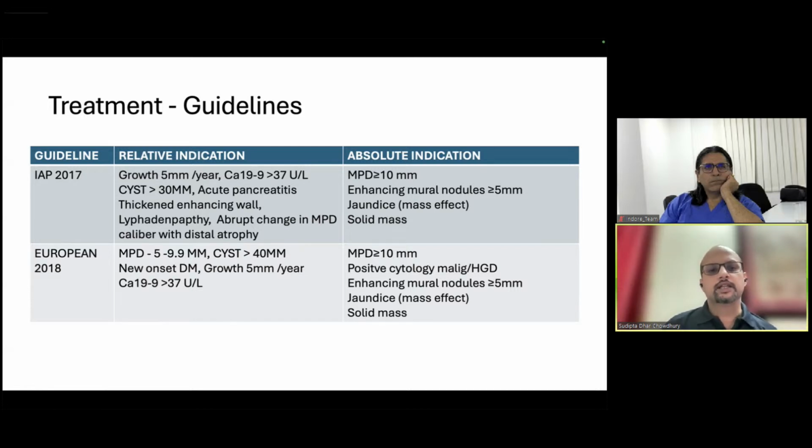The relative indications include when there's growth at 5 millimeters per year, if the cyst is more than 3 centimeters, if there's a background history of acute pancreatitis, thickened enhancing wall, lymphadenopathy, or abrupt change in MPD caliber, as was in the original worrisome features. So these are relative indications for treatment.